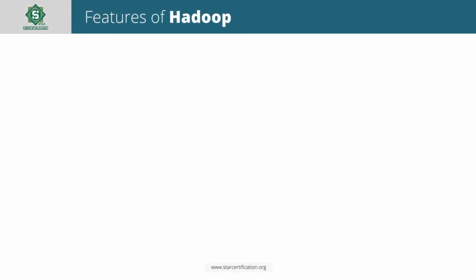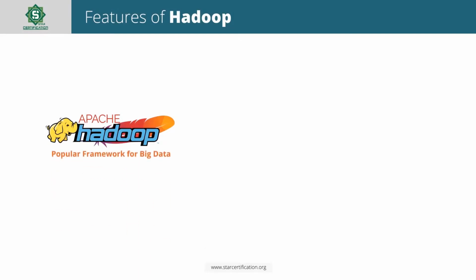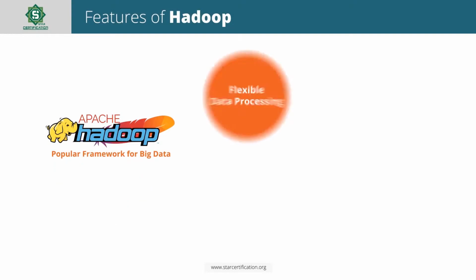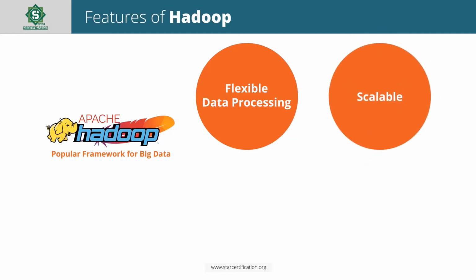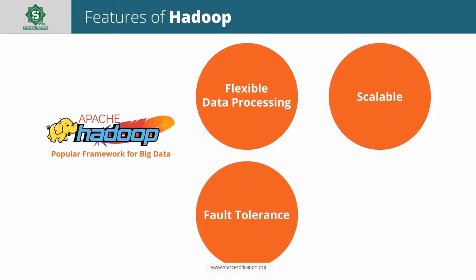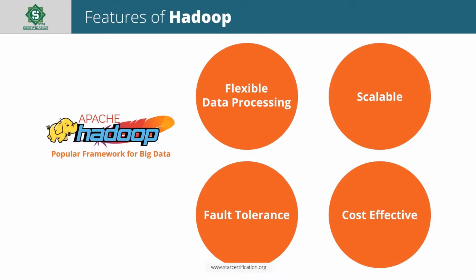Features of Hadoop. Hadoop has many features that make it a popular framework for big data. The features of Hadoop are flexible data processing, structured or unstructured, formatted or unformatted, encoded or plain text. Scalable: nodes can easily be added by Hadoop to support the needs of the system. Fault tolerance: if one system breaks, the copies of the data stored on two other systems can be used. Cost-effective: uses the concept of parallel computing for commodity servers.